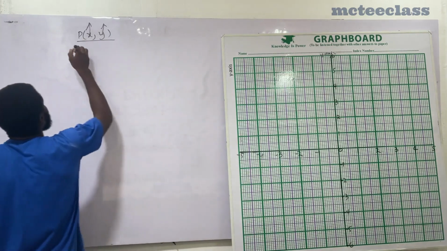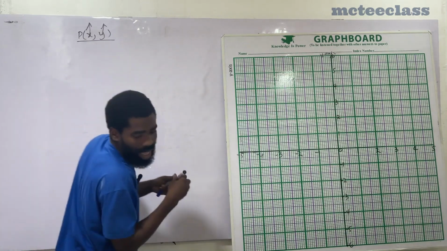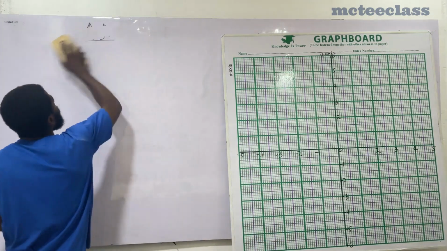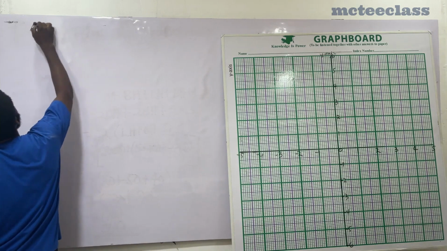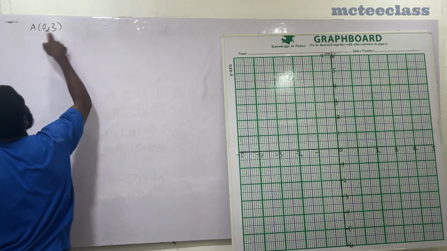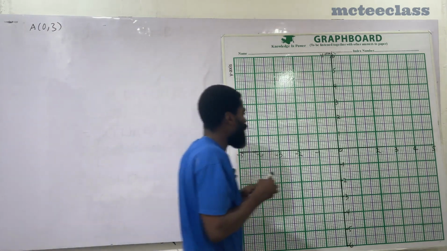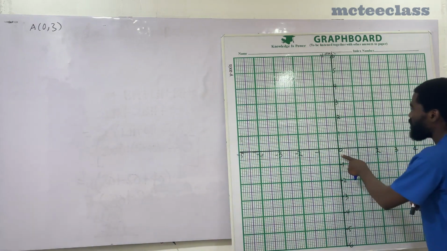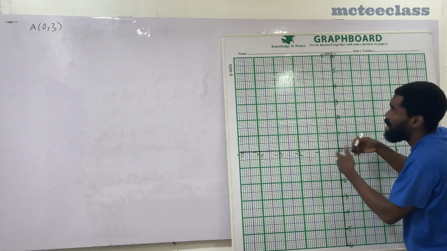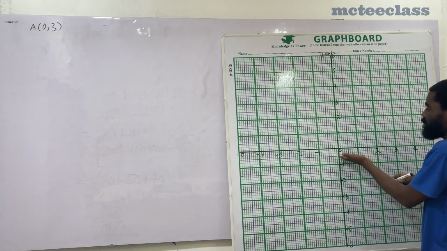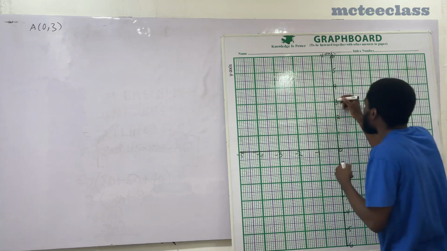So let's plot the first one. We're given the first one as A, which is 0, 3. So for point A, we have 0, 3. Now 0, 3 means that we look for 0 on the x-axis, then 3 on the y. So 0 came first, 0 on the x, 3 on the y. And now this is how I take it. There's no x. So it's just for the y. So I'll put this one here.